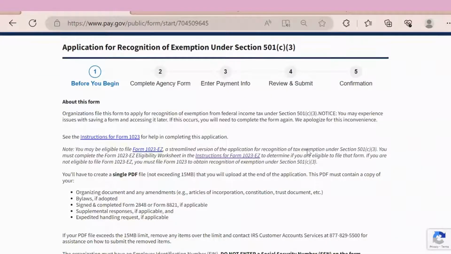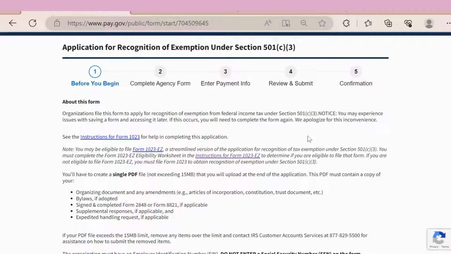About this form, organizations file this form to apply for recognition of exemption from federal income tax under Section 501(c)(3). See instructions for Form 1023 for help in completing this application. So you can click here, or you can go back to the IRS website and download or look at the instruction forms, because you may need some of that information.